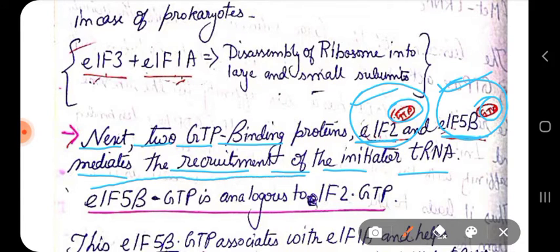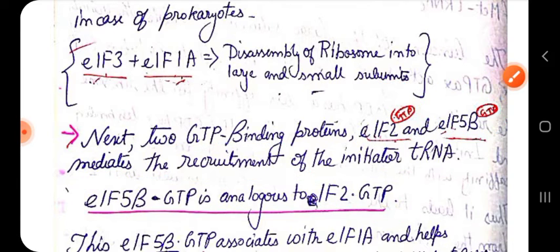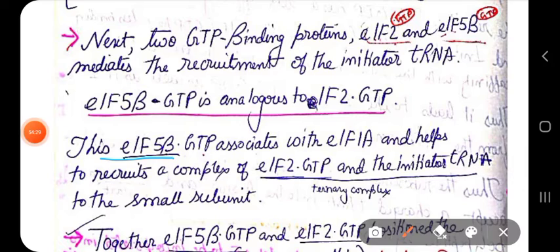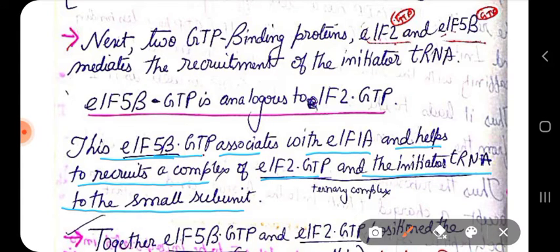eIF5B is analogous to IF2. The structure of eIF5B is similar to IF2. Now this eIF5B with GTP associates with eIF1A and helps to recruit a complex of eIF2-GTP and initiator tRNA to the small subunit.